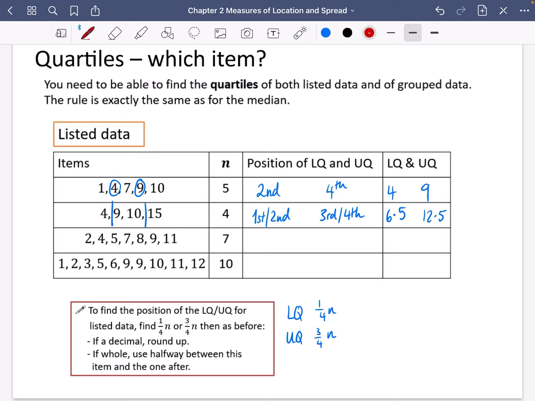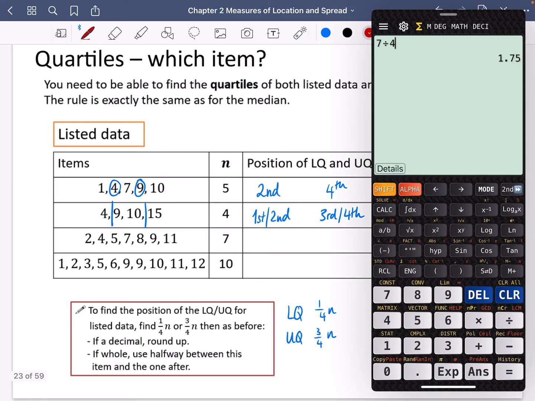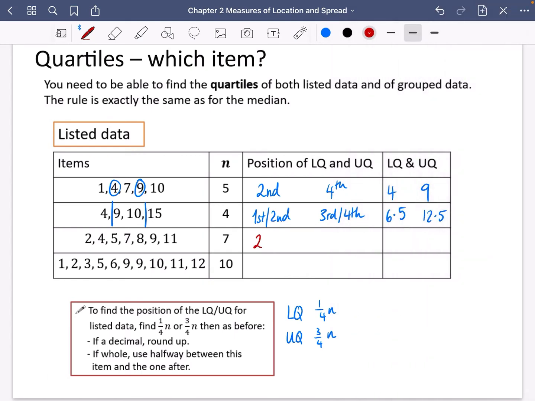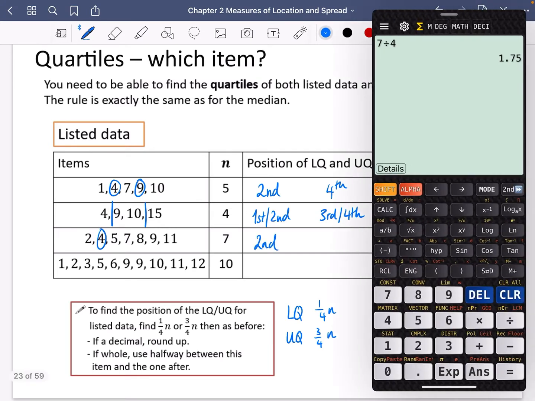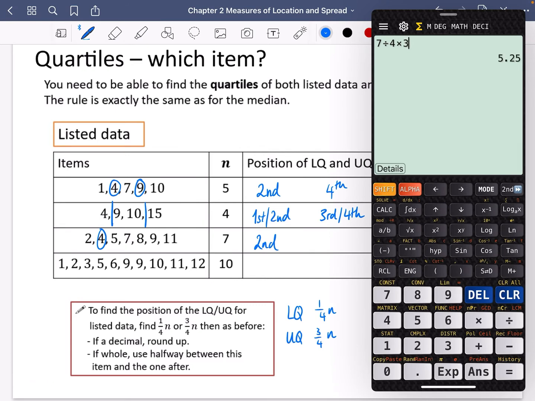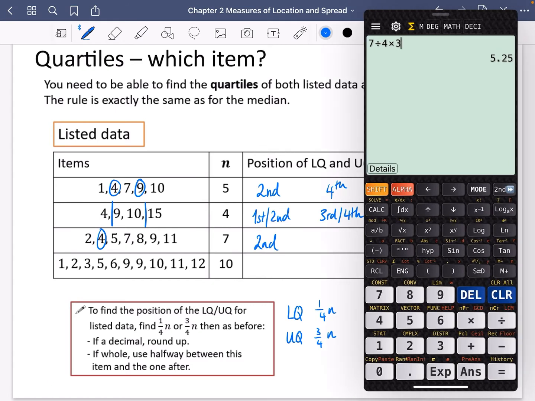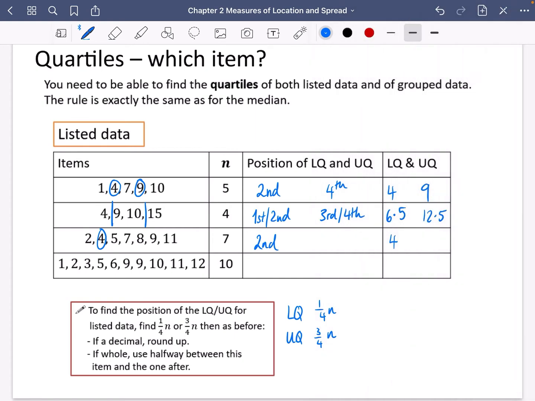Okay, let's do the next one. So we've got 7 here. So I'll do 7 divided by 4. 7 divided by 4 is obviously going to be a decimal. It's 1.75. So we round it up to the whole number, always rounding up for this. So we round it to the second for the lower quartile, which is 4. And we'll do 3/4 of that. So I'll just times it by 3. We get 5.25, and it says if it's a decimal, we round it up. So it's going to be the second and the sixth. 1, 2, 3, 4, 5. The 6th one here, so it's going to be 9.